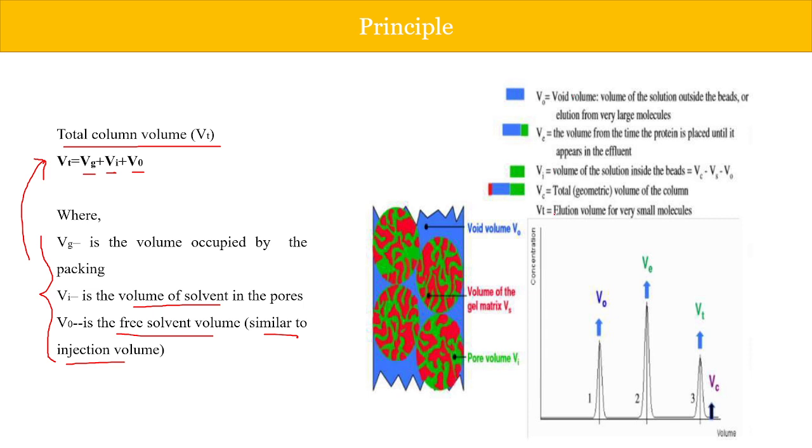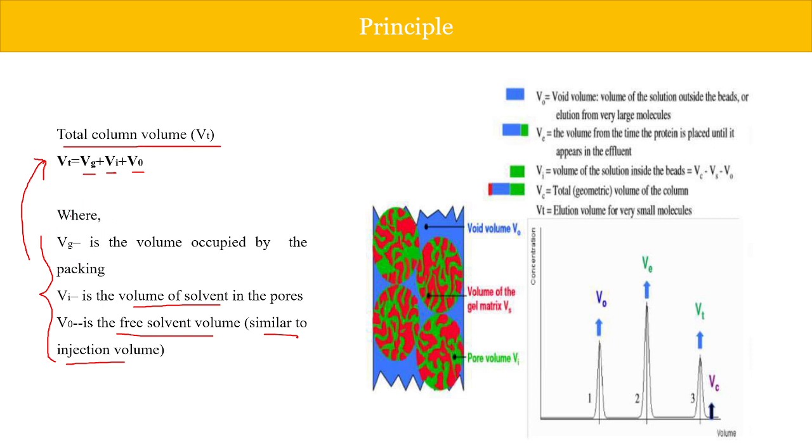This is the same thing which is written over here, probably with different terminologies. V0 is your void volume, the volume of the solution outside the beads, or the elution volume for very large molecules. VE is the volume from the time the protein is placed until it appears in the effluent. Now Vi is the volume of the solution inside the beads. You do not need to know the calculation. Vc is the total geometric volume of the column. So it is better to remember only this simple equation, which will help you.